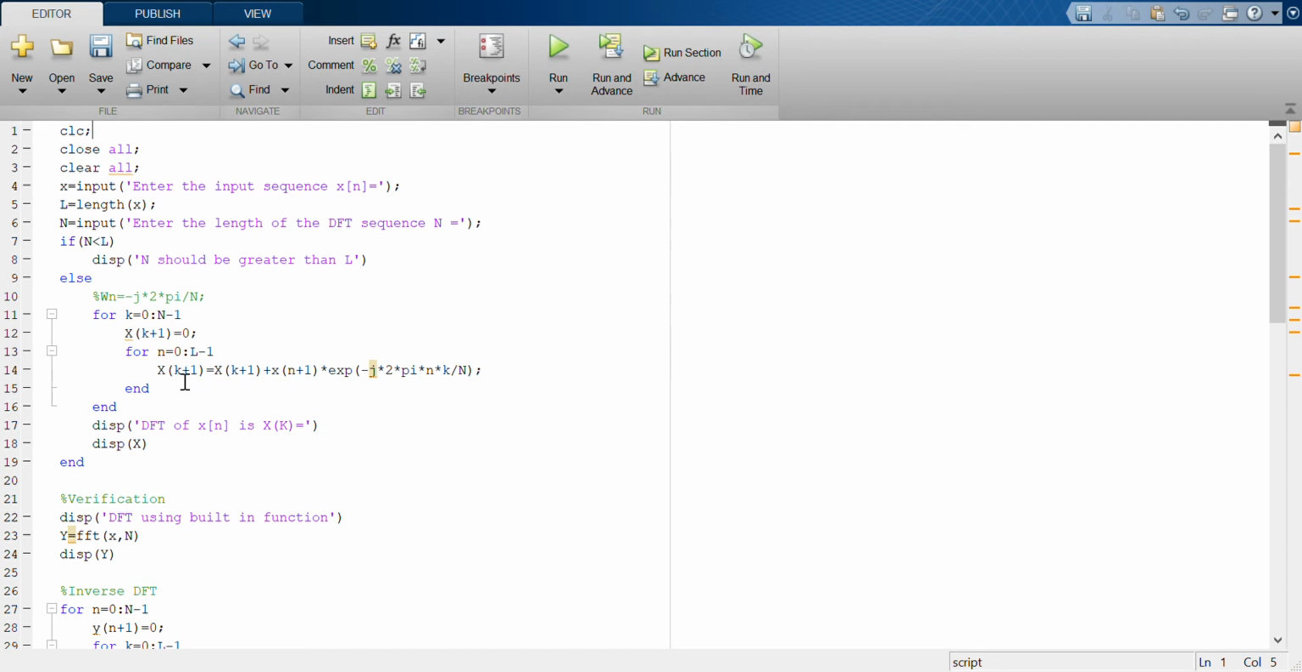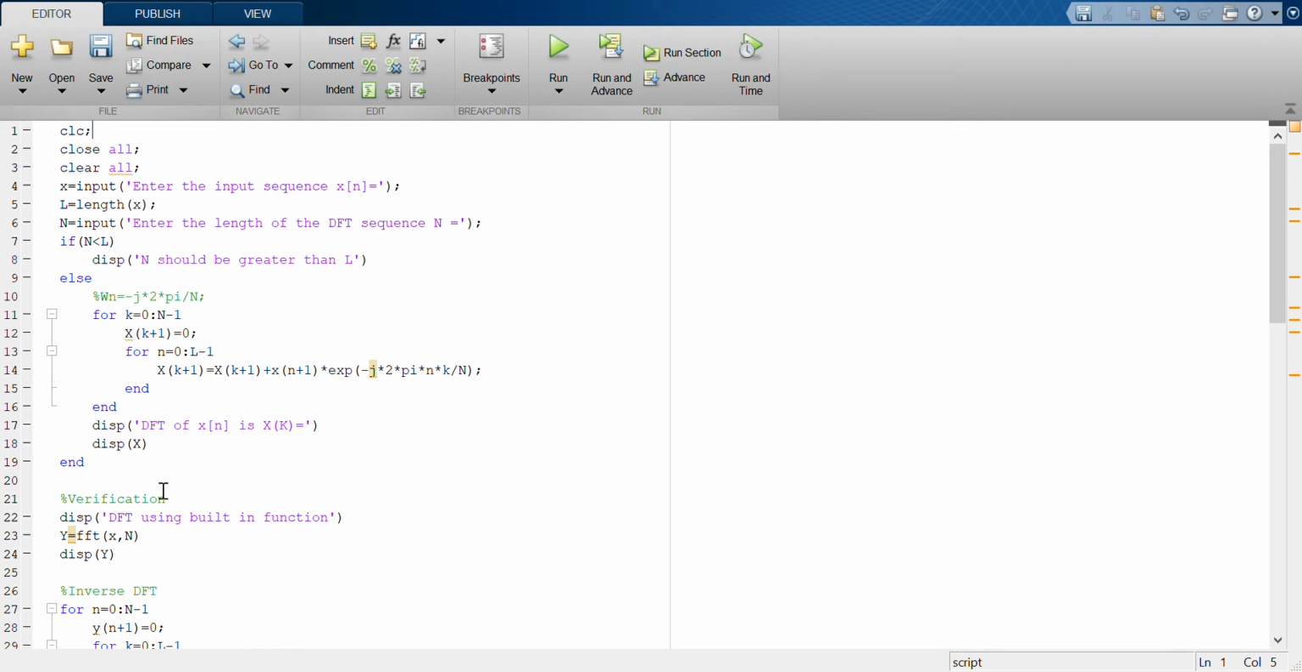So it has to be written as a recursive function. X of k plus 1 is equal to X of k plus 1 plus x of n into exponential of, the formula is minus j 2 pi kn by capital N. And end has to be entered with an end function, and display the final result using the disp function. DFT of x of n is equal to X of k, disp.